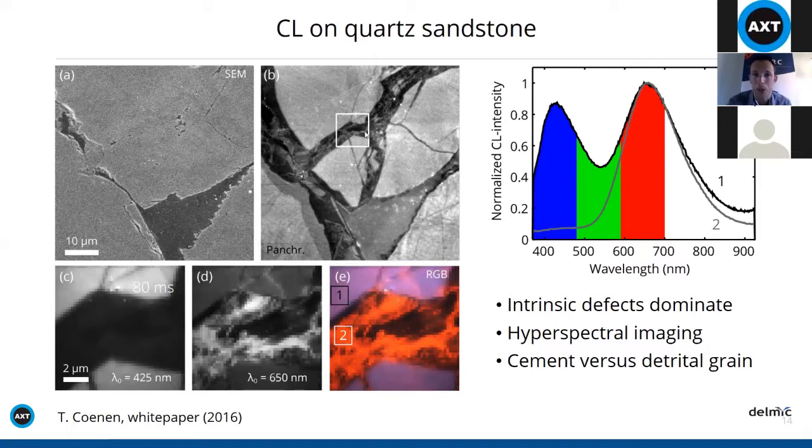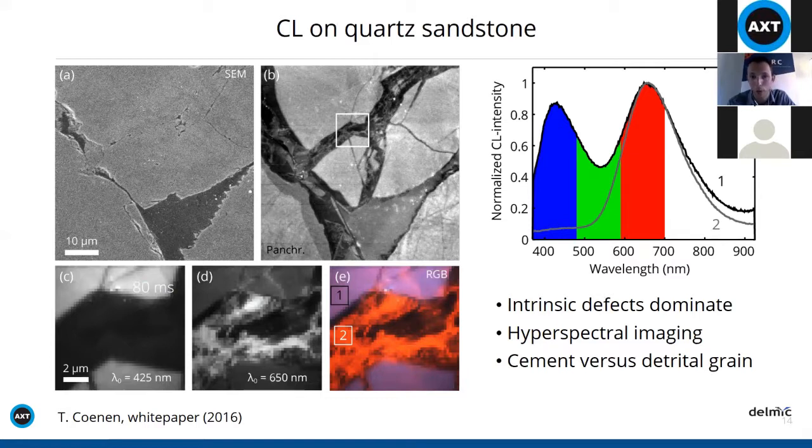And so we zoomed in on this particular area in this case. Because you have a hyperspectral image, you can visualize the cathodoluminescence intensity at different wavelengths, and that is depicted here. Here the CL intensity is shown for 425 nanometers, which is blue light. You can see that the pore is completely dark and the grain is bright.